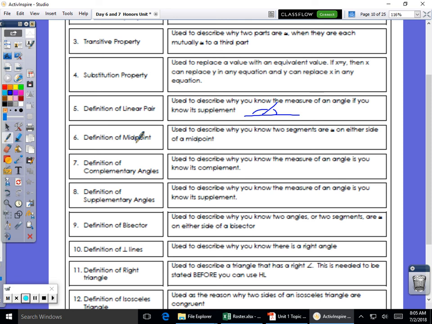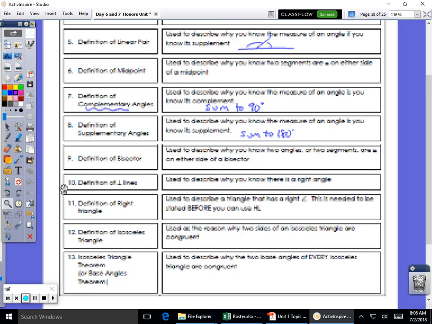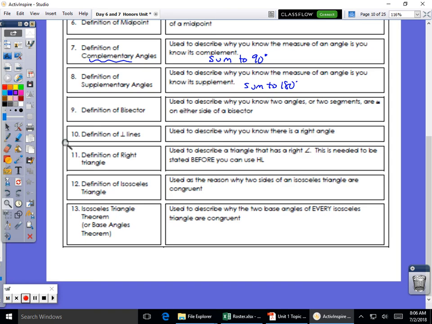All right, definition of midpoint, we used that just a minute ago. If we know something is the midpoint, then we know the two segments on either side of that midpoint are congruent. Complementary angles and supplementary angles. Complementary is sum to 90 degrees. Supplementary angles, sum to 180 degrees. All right, definition of bisector. Well, if something has been bisected, then it's been cut in half, and each of those angles are the same. So if we say something has been bisected in the given portion, then we know that those two angles that were formed are going to be equal.